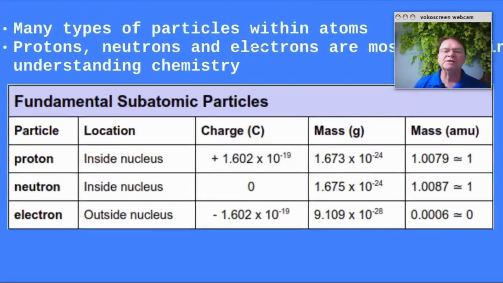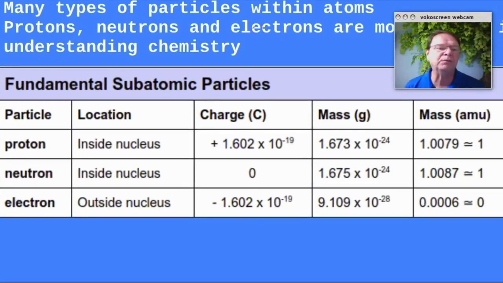I have a chart that summarizes the essential information. What we've already mentioned, the protons and the neutrons make up the bulk of the mass of the atom. They're found inside the nucleus. The electrons are virtually massless in proportion, as you can see. We've adopted a new unit called the atomic mass unit, where the proton is essentially 1, and so are neutrons.